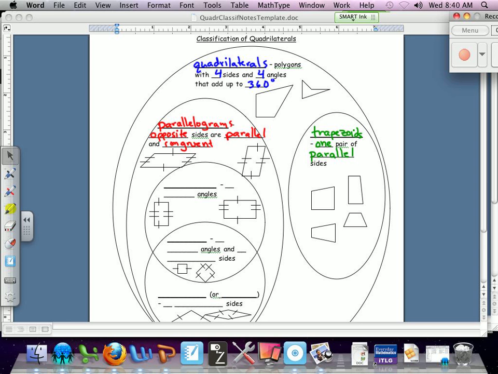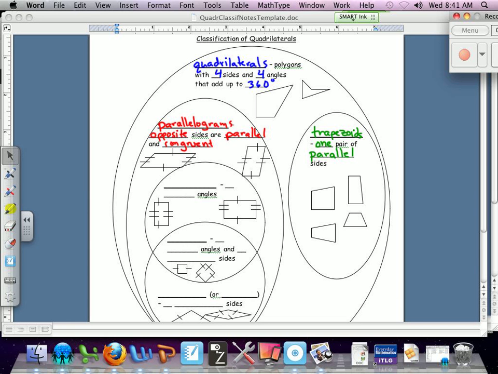Well, also, aren't the angles opposite? And so therefore the angles that are opposite each other, like diagonally across from each other, are going to end up being congruent. Not adjacent.